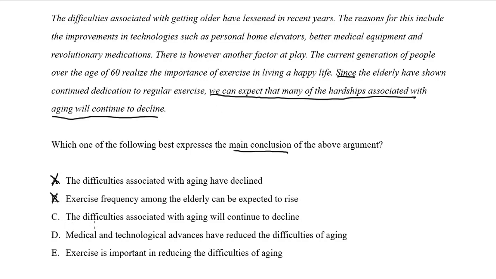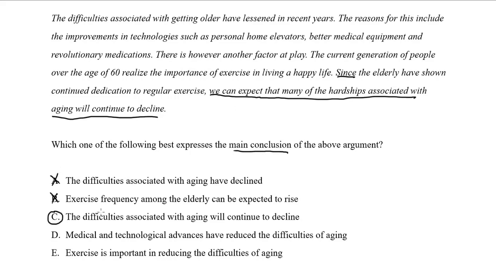C, the difficulties associated with aging will continue to decline. Yes, that's exactly what we've underlined here. And this is why I recommend you underline the conclusion, because then you can just match the answer to what you've underlined. And in this case, it pretty much matches perfectly. So we know the answer is going to be C.